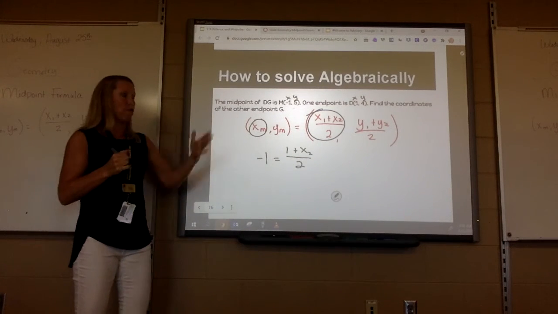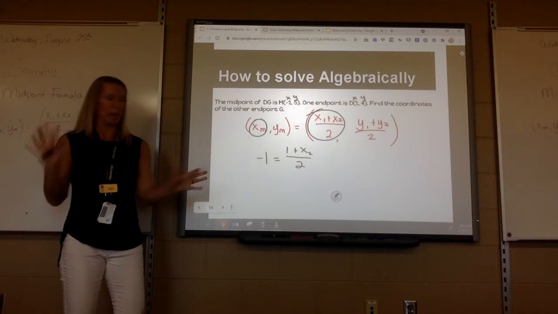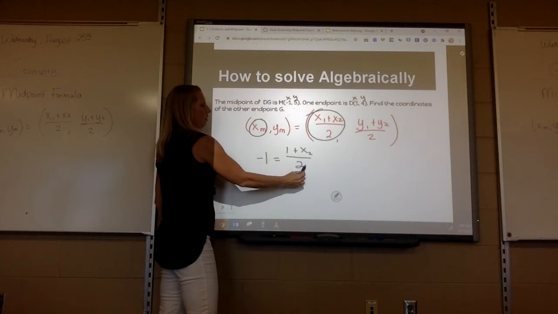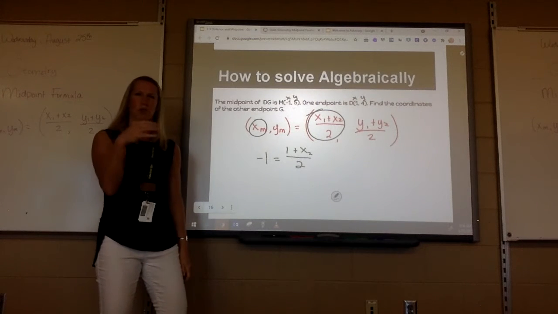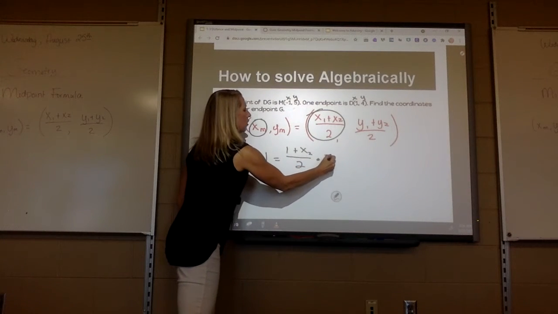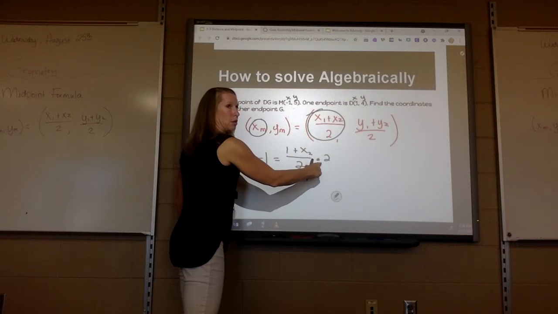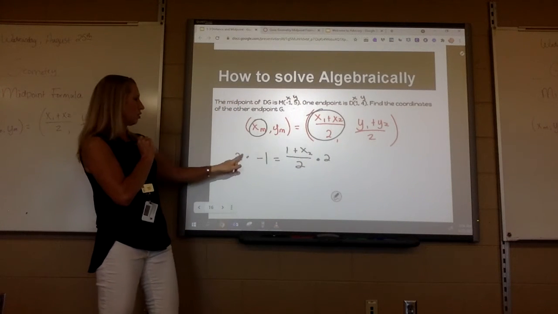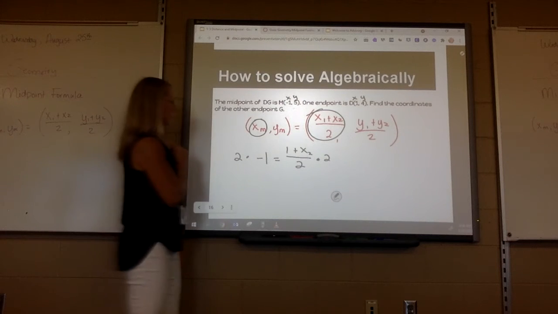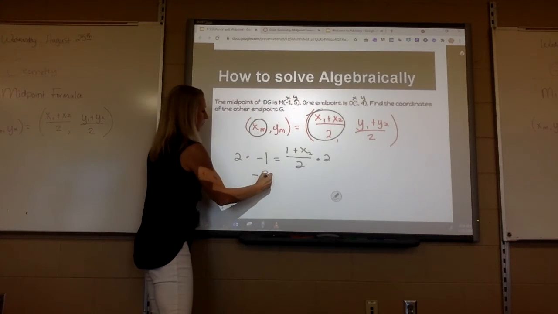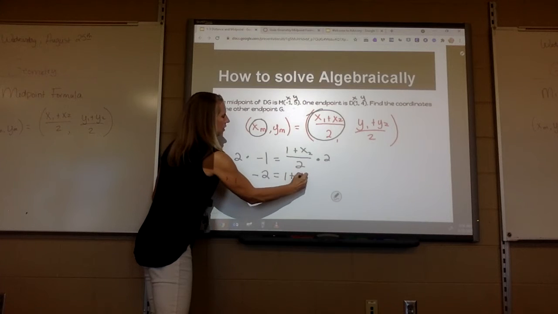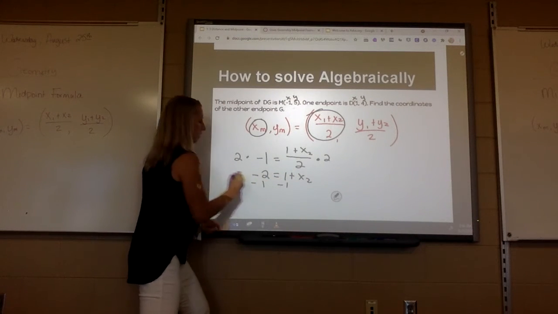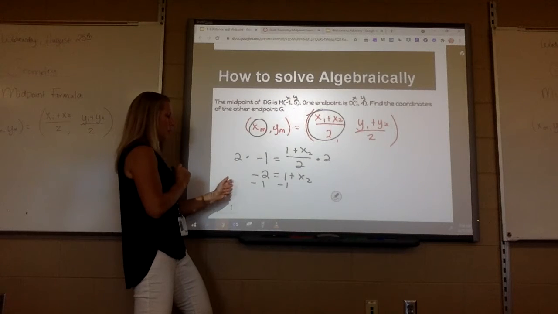So I'm going to solve for x2. Don't panic yet, because I'm going to show you how to do it. How do I get rid of a fraction? How do I get rid of the 2 on the bottom? Multiply. So the opposite of dividing by 2 is multiplying by 2. So I'm going to multiply both sides by 2. What's 2 times -1? -2 equals 1 plus x2, and then I still have to solve for x2. -1, -1. It's -2 minus 1.